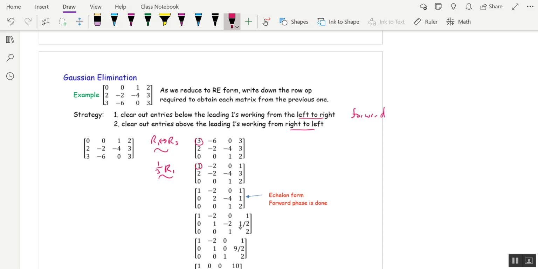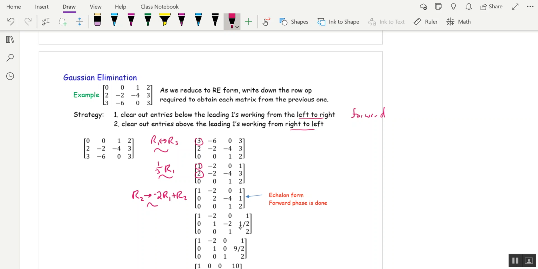Then I used this 1 to kill off this 2. And the way I did that is I replaced row 2. Here's the notation. I replaced row 2 with -2 row 1 plus row 2. So -2 plus 2 is 0, and then -2 times -2 is 4. 4 minus 2 is 2. You have to do it all the way across. -4 stays the same because there's a 0 above, and then -2 plus 3 is 1.